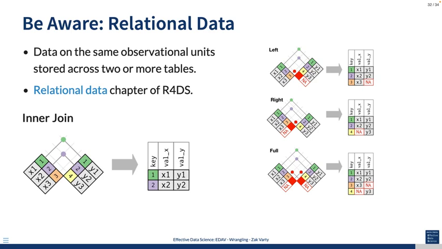One thing to be aware of here is that things do rapidly become complicated when keys don't uniquely identify observational units in either one or both of the tables. I'd recommend you start exploring these ideas with the relational data chapter of R for Data Science.